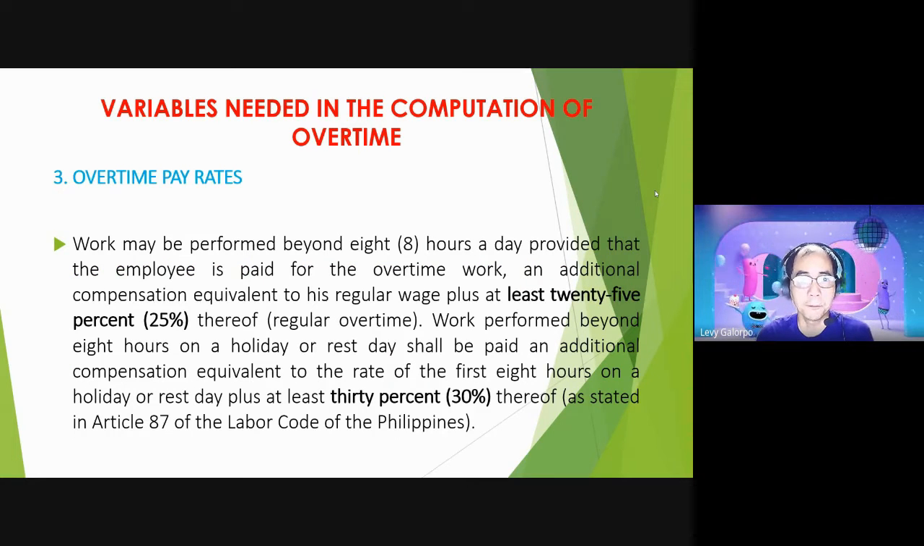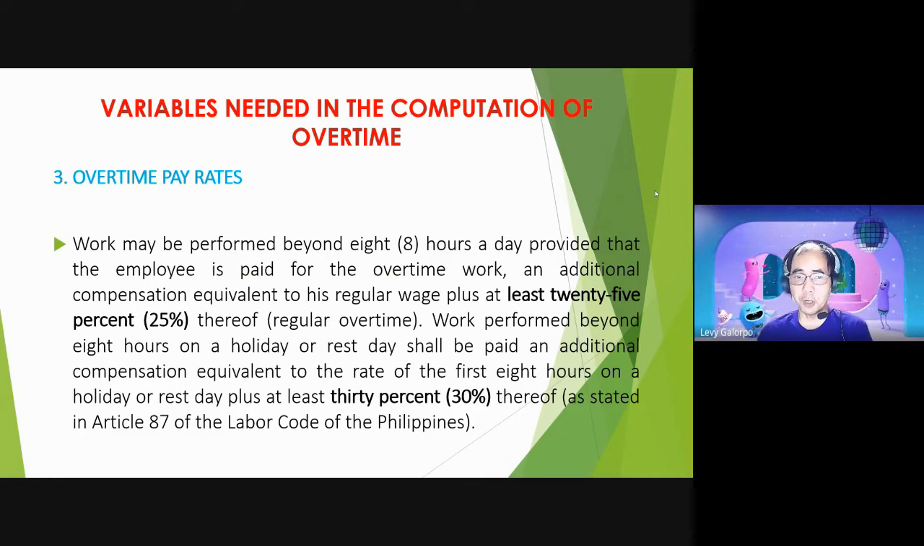Overtime rates. Okay, work may be performed beyond 8 hours a day provided that the employee is paid for the overtime work. An additional compensation equivalent to his regular wage plus 25% thereof, the regular time.